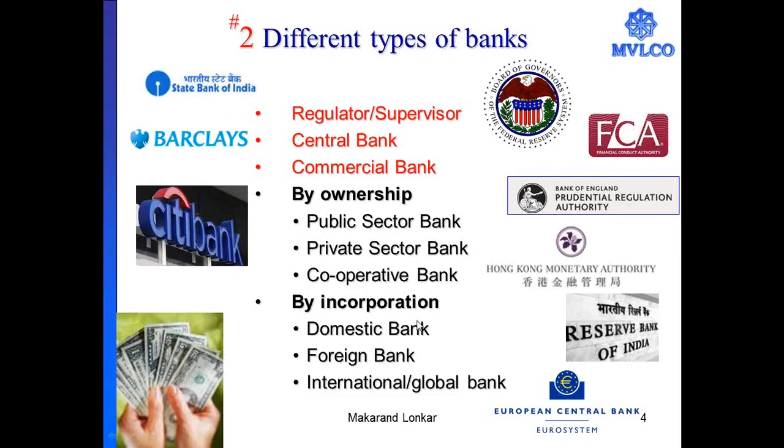So these are the basic categories of banks, where we have three categories which we have discussed till now. One is the regulator and the supervisor, then the central bank, and then the third one is the commercial bank. And in the commercial banks we looked at two classifications, one by ownership and the other by incorporation. So this is where we have discussed varieties of banks. Now let me ask you, do you have any question at this point?